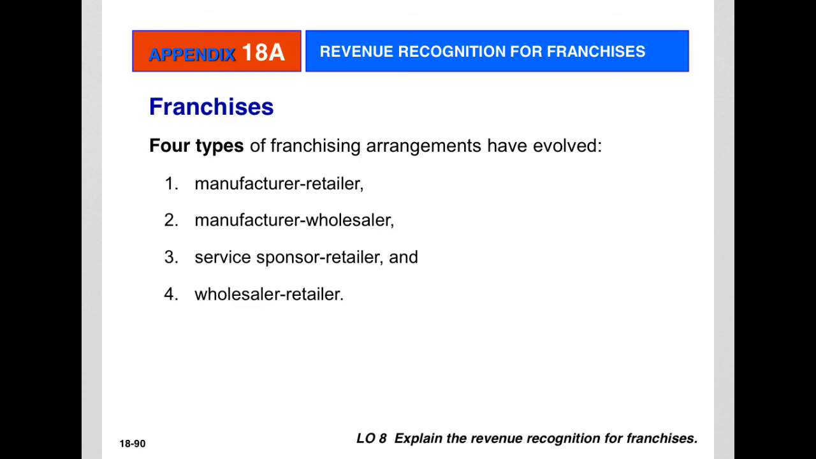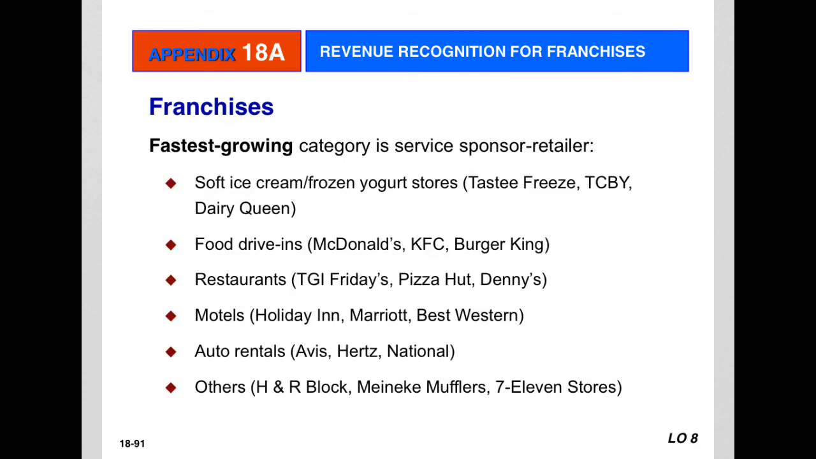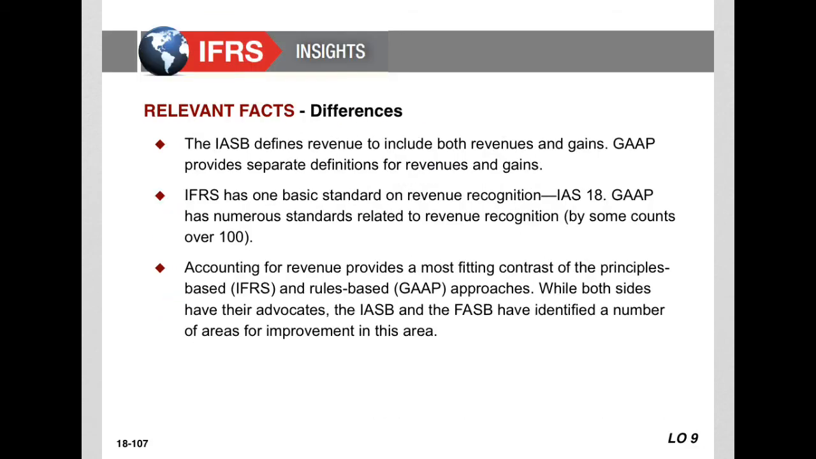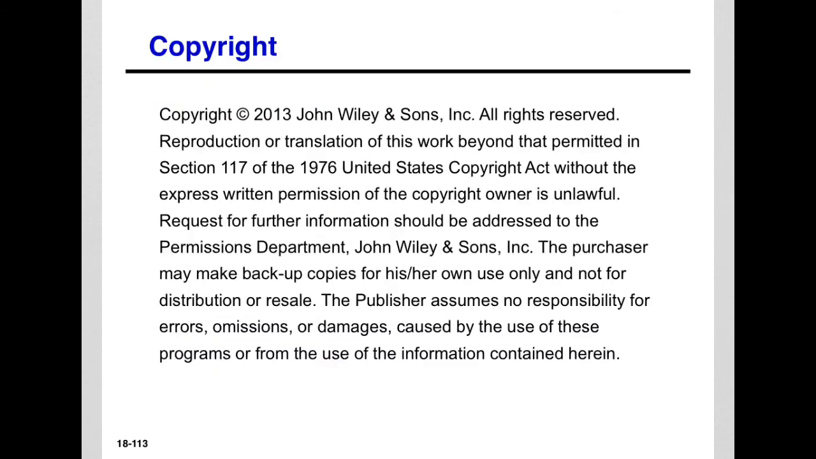You can look through the rest of the slides. The appendix that you've got to concentrate on, I think, is 18B. Let's see if it's here. It's in your textbook under 18B, because in this slide, the percentage of completion was included in the chapter. That was the old chapter. In the new chapter, they put it as an appendix. And that is it. Notice the copyright, whatever that means.